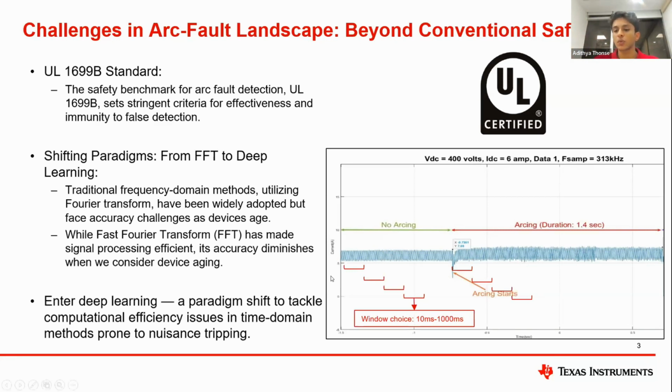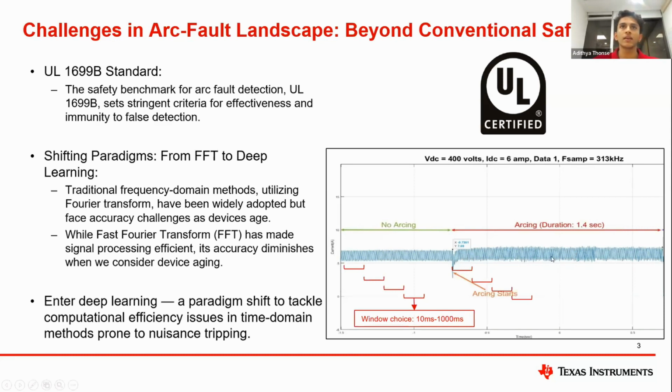So this is just one picture. What you're seeing over here is of an arc. Say I'm trying to figure out, for every arc, the window choice. Window choice can be anything. It can be as small as 10 milliseconds, it can be as long as 1 second. Now in this, when you see the arcing start, that is just the point where the arc happens. Now everything after that is still arcing.